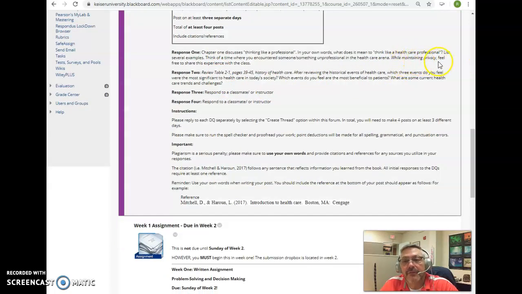And then, while maintaining privacy, feel free to share an unprofessional experience in a healthcare arena or otherwise if you don't have one in the healthcare arena, but I prefer it to be in the healthcare arena if you do. Response 2 is table 2-1, page 39 through 45, history of healthcare. After reviewing the historical events of healthcare, which 3 events do you feel were most significant to healthcare in today's society? So 3 events for healthcare.